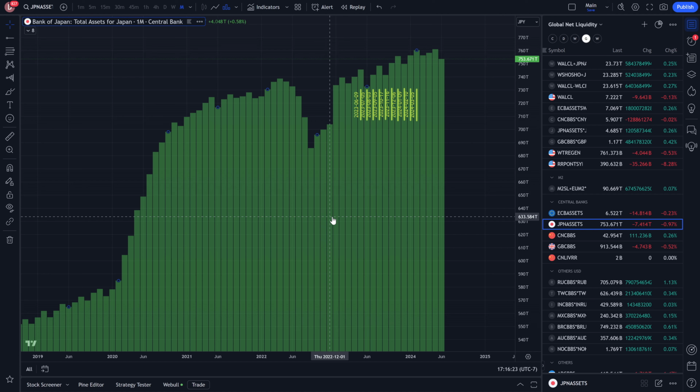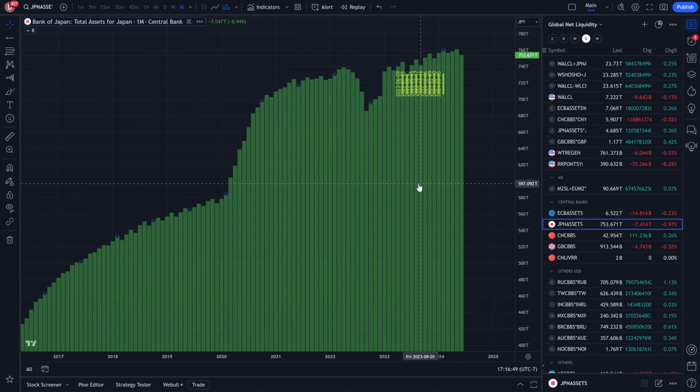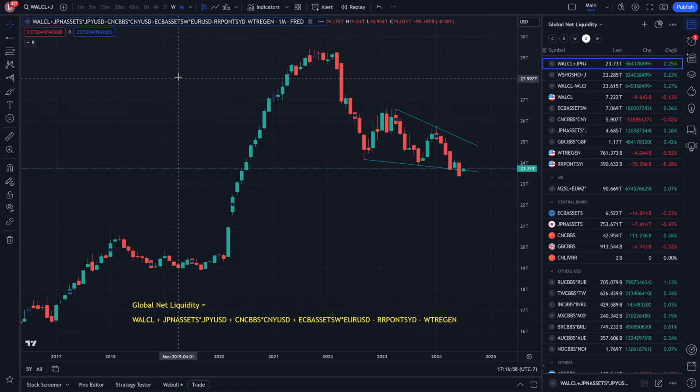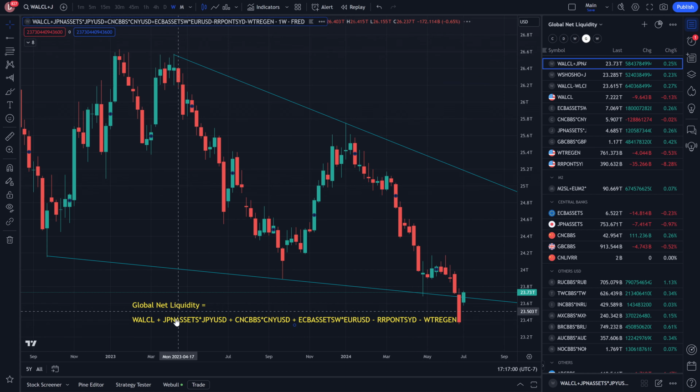Unlike the US Fed balance sheet, on here we only get an update once a month. The Fed balance sheet, we get an update once a week. This one, once a month. So this is the assets, and it's in terms of JPY. If we were to look at the component the way it is on GNL, let's go look at that real quick. I'm going to switch back to the week. We use this currency symbol to convert.